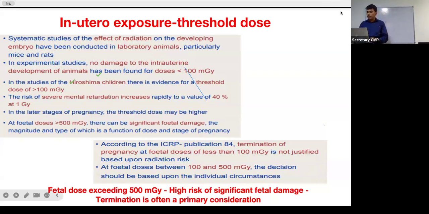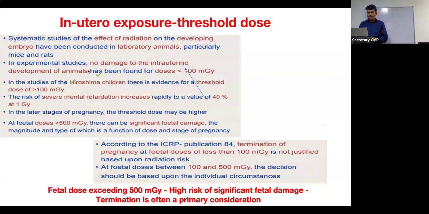According to ICRP publication 84, maybe even the latest update, termination of pregnancy at a fetal dose of less than 100 milligray is not justified based upon radiation risk. Less than 100, termination because of radiation risk is not justified. Again, from 100 to 500, the decision should be based upon individual circumstances, depending upon their facility in the healthcare to provide other mechanisms and continuous evaluation of the embryo and so on.